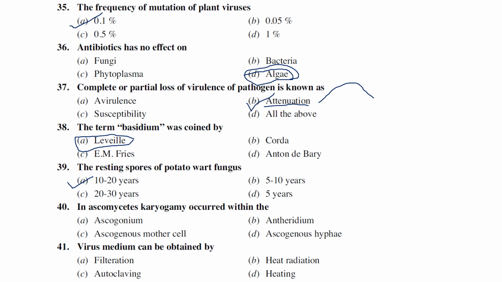In Ascomycota or Ascomycetes, karyogamy occurs within: ascogonium, antheridium, ascogenous mother cell, ascogenous hyphae. Actually, the karyogamy takes place in the ascogenous mother cell. If you see free cell formation, that is ascus formation, otherwise called free cell formation.